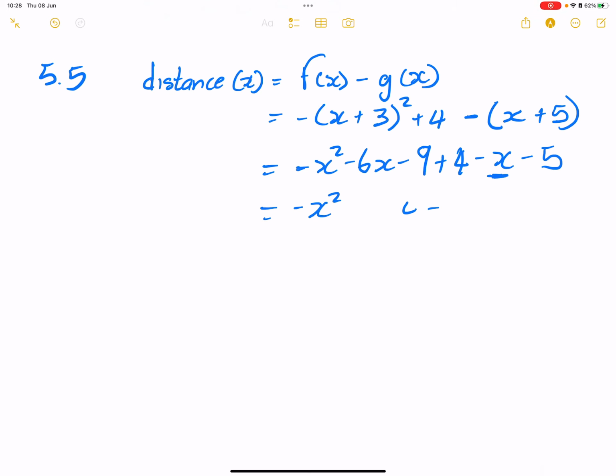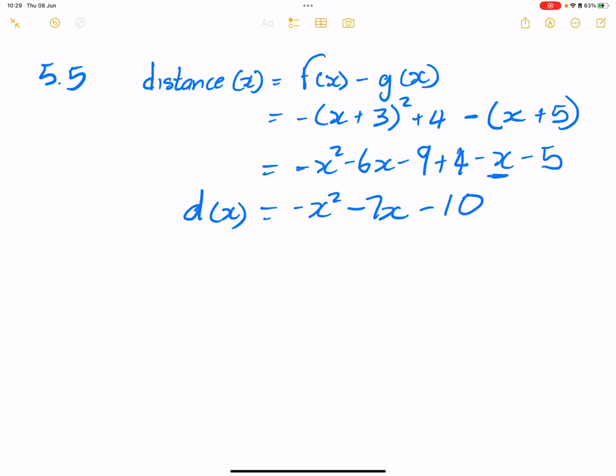Okay, let's try and rework that again. So that's minus x squared. Okay, so that's minus 6x minus x. That's minus 7x. Okay, apologies there. And so that gives us minus 9 plus 4, which is negative 5, minus 5. So that's minus 10. Right, there we have it. So this is the distance of x.